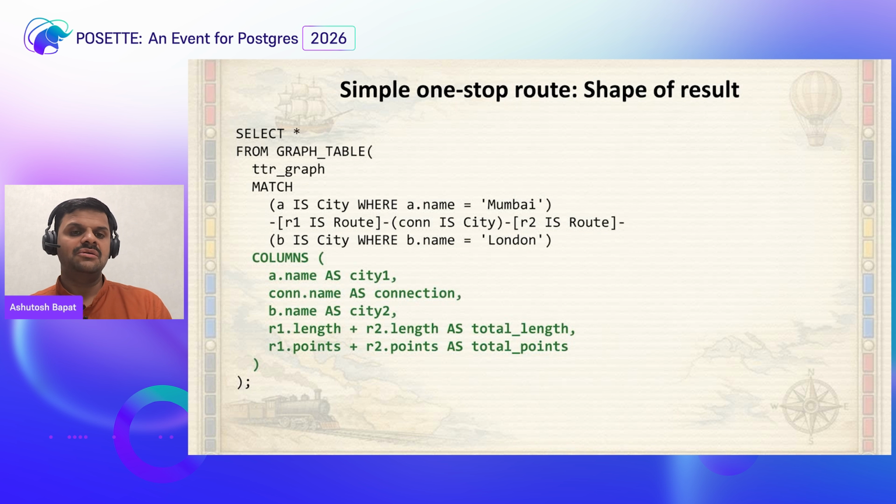The last part of this graph table construct is columns. So we told what substructure in the graph we want to explore. But columns tells what properties of that substructure we want to project, we want to use in the query. So in this case, we are looking for the name of the first city, the last city, the connecting city, and the total length and total points of these paths.